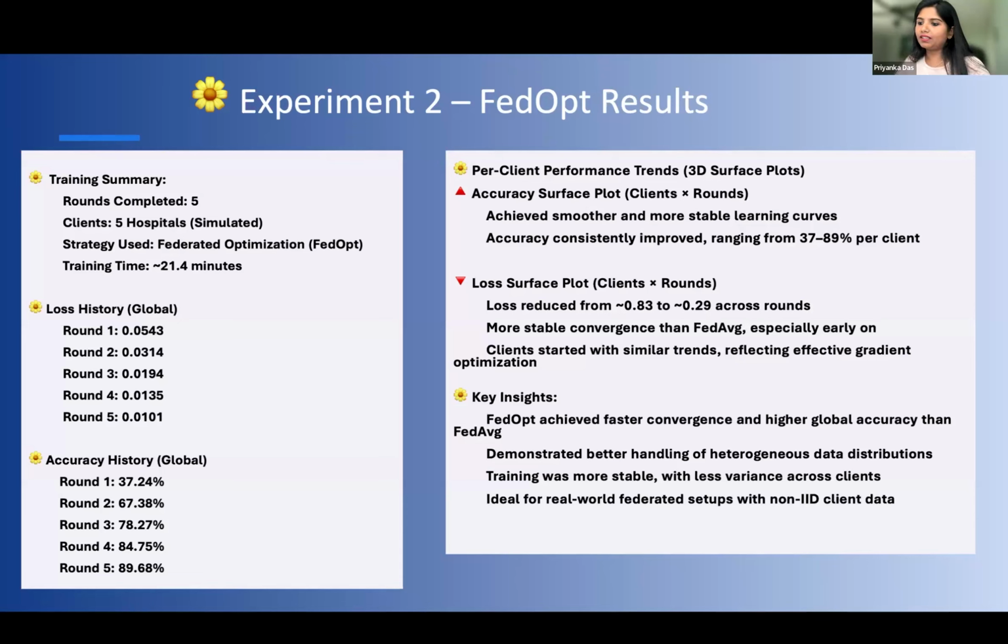All clients consistently improved with accuracies ranging from 37% to 89%. The learning paths show less fluctuation, meaning FedOPT handled non-IID variations better. The loss surface plot also shows a clear drop from around 0.83 to 0.29, and importantly, it was more stable across rounds. These trends suggest that FedOPT not only accelerated convergence but also maintains synchrony among clients, which is crucial when data is heterogeneous.